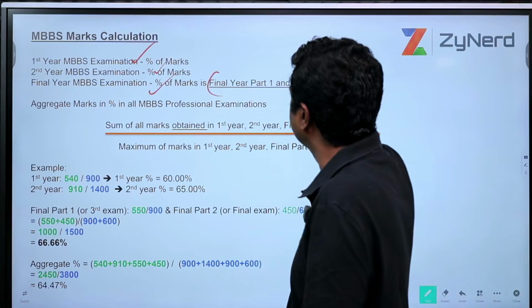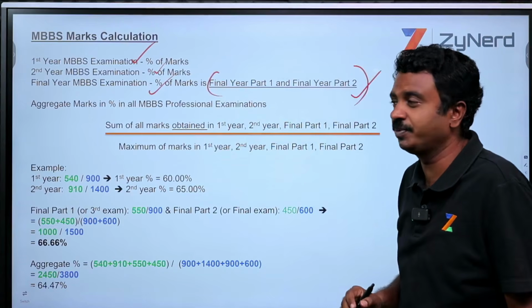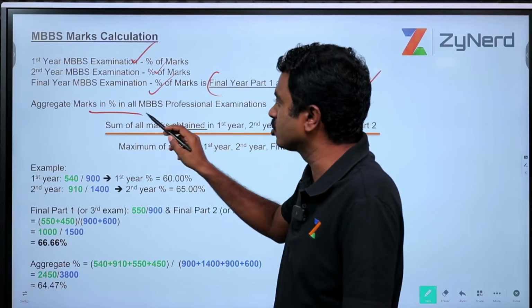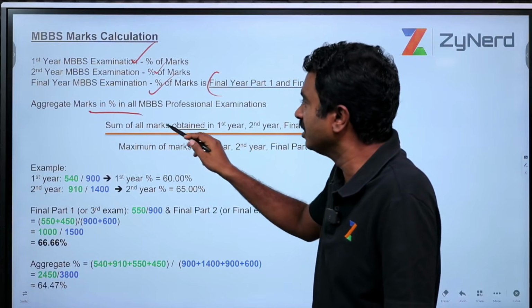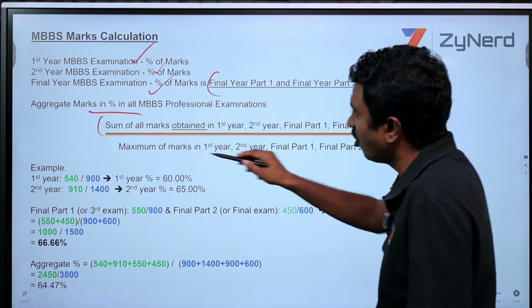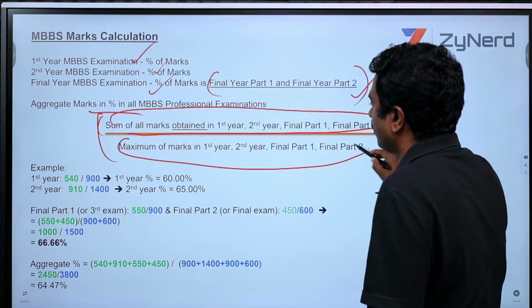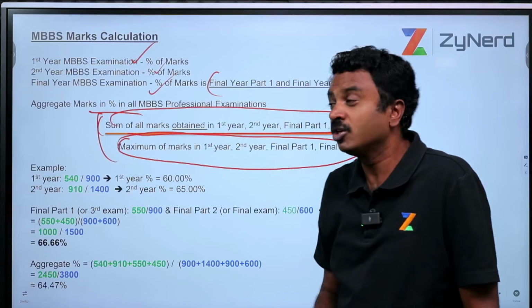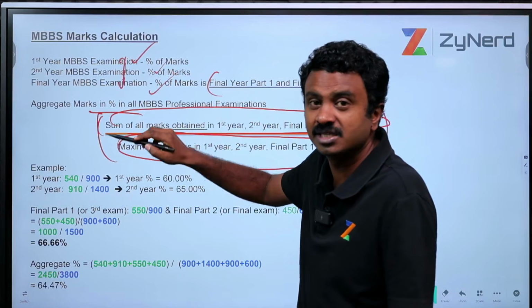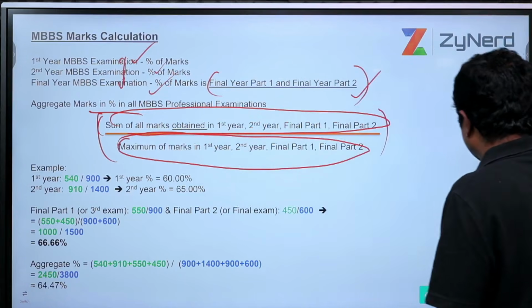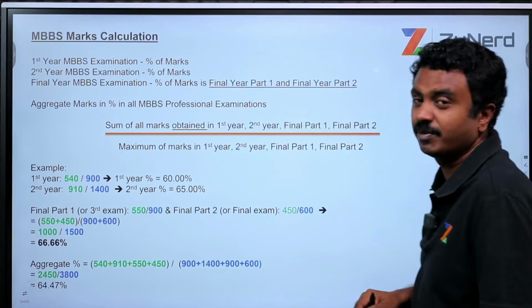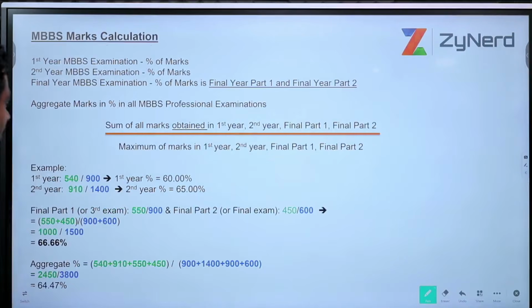So that combined together, the percentage has to be taken, and aggregate marks is also asked as a fourth data point, which is sum of all marks obtained in first year, second year, final part 2 by maximum of marks in this particular thing. Not an average of all these, but sum of all marks by sum of maximum of marks is what is required. We'll give it to you with an example.